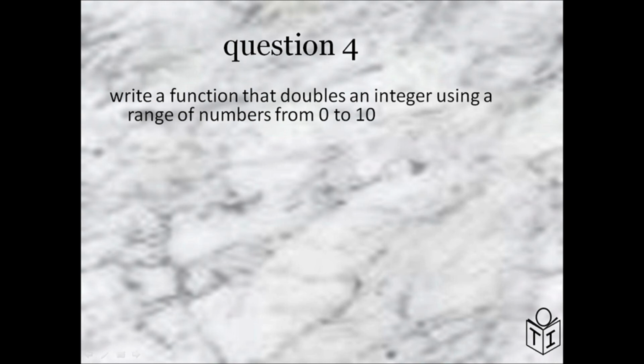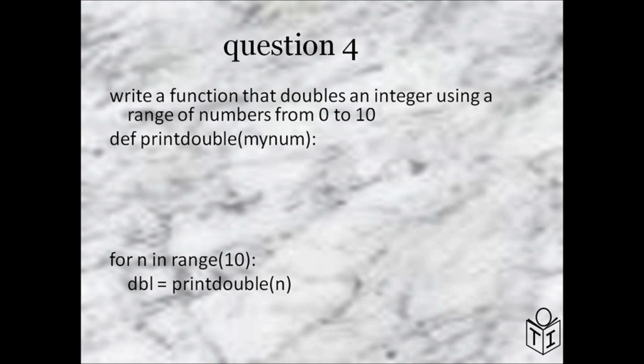Question 4. Write a function that doubles an integer using a range of numbers from 0 to 10. Well, perhaps that should be written better, because we want a range of numbers from 0 to 9. We use range 10, we'll go from 0 to 9. Perhaps you could use range and put 11 in brackets, and that would actually go from 0 to 10.